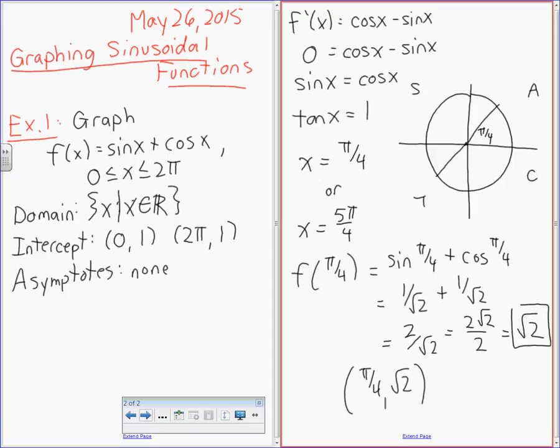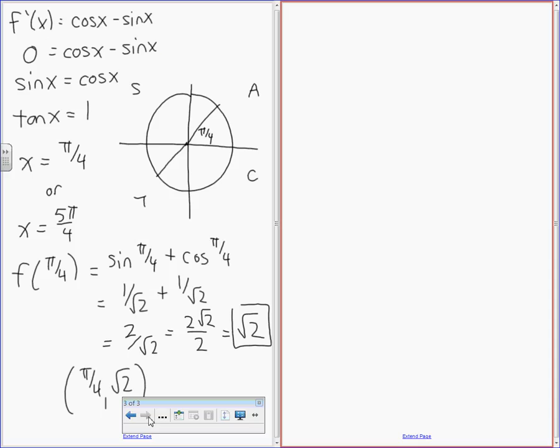All right, the 5 pi over 4 is a little bit more difficult, but not too bad. So I'm going to say f of 5 pi by 4 is going to be what? I'm going to use that circle to get it, so I'm going to do it again here, sine of 5 pi by 4. How am I going to get what sine of 5 pi by 4 is?